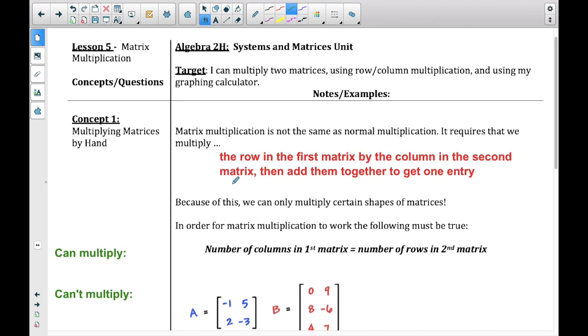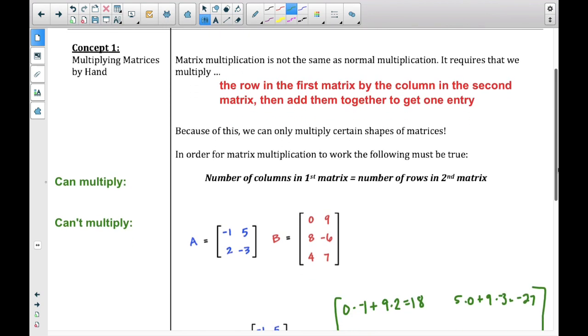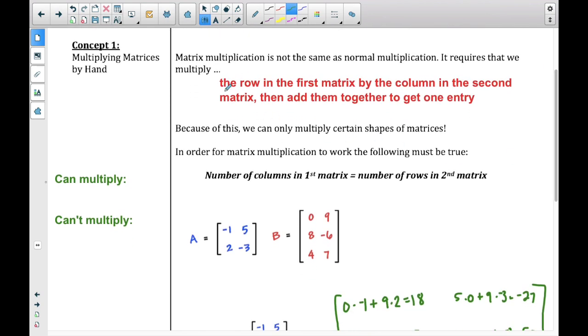A couple things you need to know. To do this, it's a really complicated process. I'll start off by telling you that you have to multiply the row in the first matrix by the column in the second matrix, and then add those numbers together to get one entry in your answer. Because of this, we can only multiply certain shapes of matrices. The ones that we can do are in a certain order.